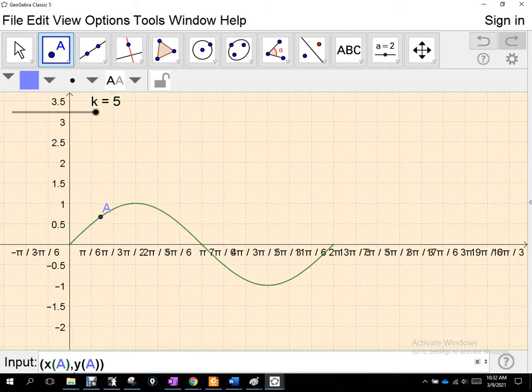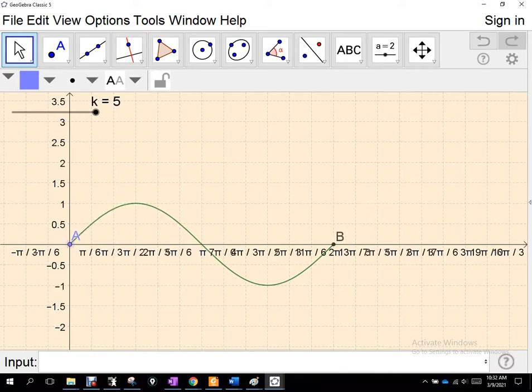But I want to do this. I'm going to take the x value here, and I'm going to add 2 pi to it. I'm going to leave the y value of a the same. So I'm just going to do that, and I get that point b. And now what this allows me to do is, as I move a, you see that it moves b kind of the same way, right?